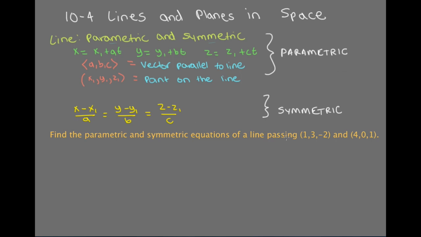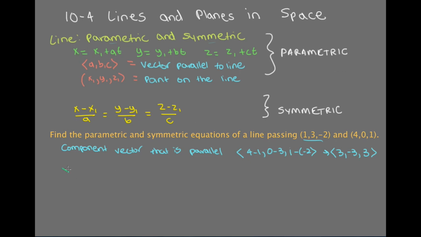Find the parametric and symmetric equations of a line passing through these 2 points that are given to us. So the first thing we want to do is find the component form of the vector that is parallel. So it's going to be 4 minus 1, 0 minus 3, 1 minus negative 2. It's going to be 3, negative 3, and 3. And we'll pick this point just because it's the first one, and we will make the parametric form of the equation.